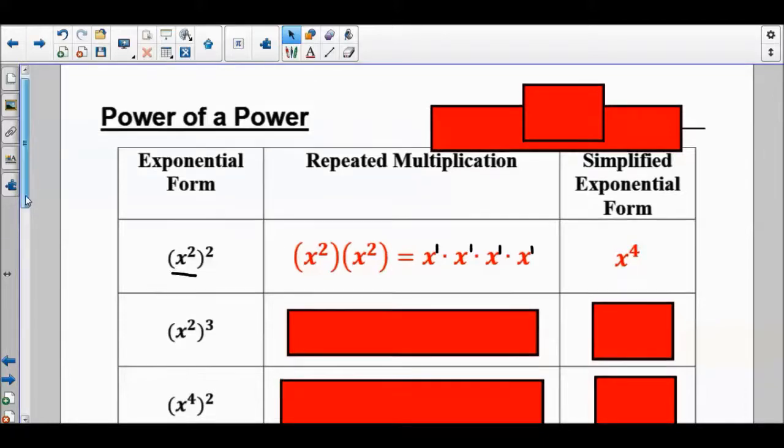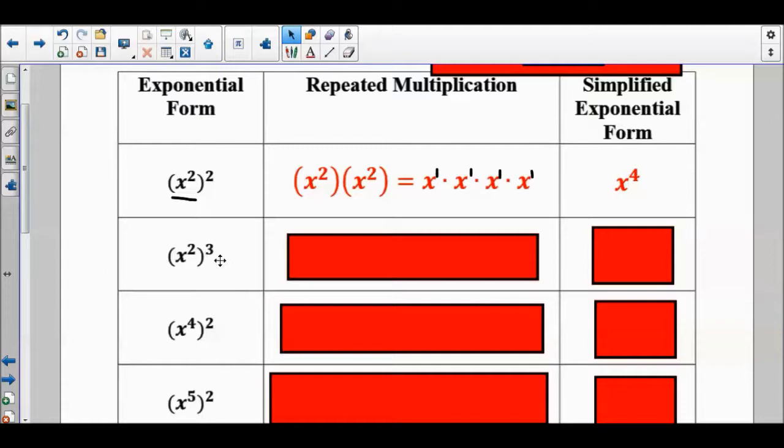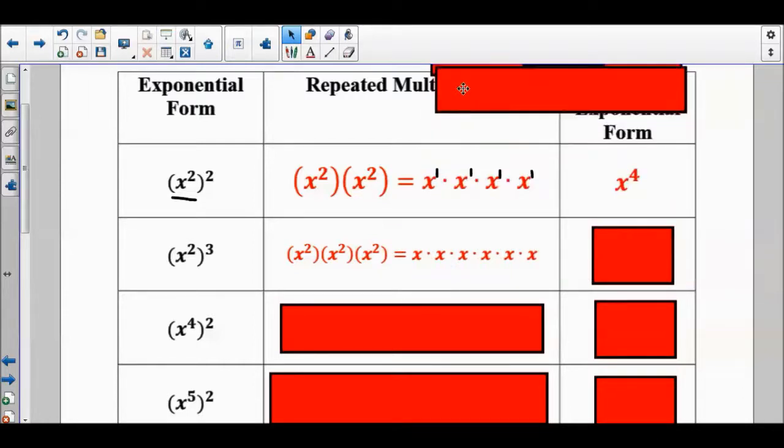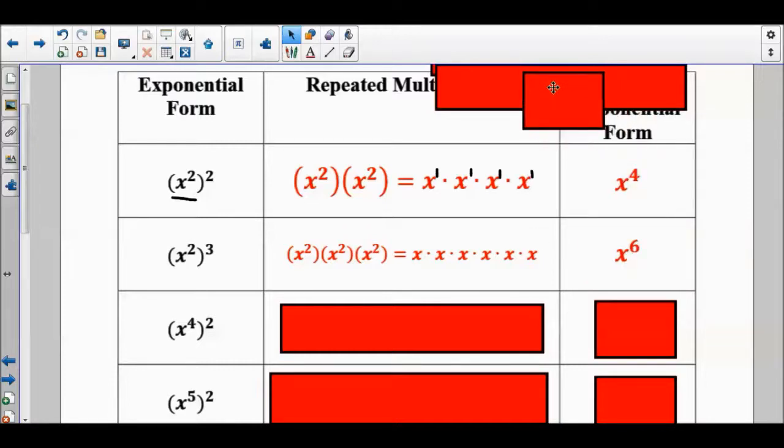For our second example, we have x squared to the third power. So this time we have 1 extra set of x squared. Again we can write it the same way: x squared times x squared times x squared, that's 3 of them being multiplied. Or we can write out all of our x's: x times x times x times x times x times x. 2 x's here, 2 x's here, 2 x's here. So altogether, if we added our exponents, 1 plus 1 plus 1 plus 1 plus 1 plus 1 gives us x to the 6th.